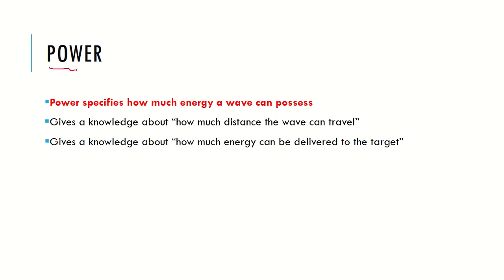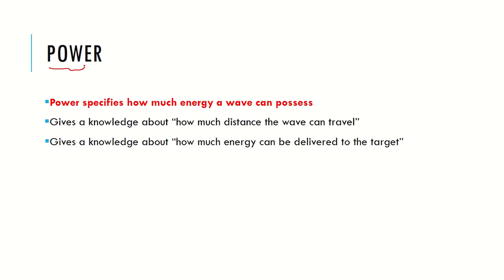Now we'll come to a term called power. What do you usually mean by power? If I say that I can run at a very high speed, I'll say that I have more power. If someone runs a little slower than me, we will say that he has less power. So the term power can say different things.